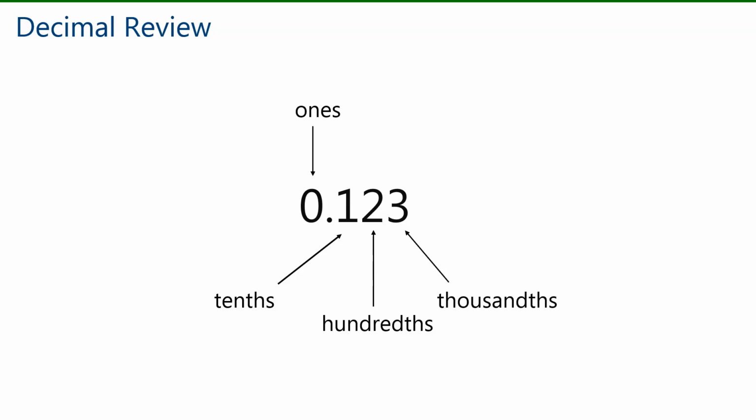Now we'll look at some decimals and how we can read them properly. So let's review our place value. The number to the left of the decimal, the 0 in this case, is in the ones position. The number after the decimal, 1, is in the tenths place. 2 is in the hundredths place, and 3 is in the thousandths place.